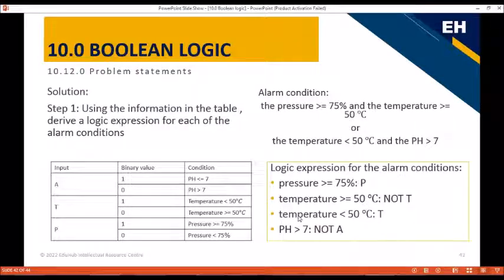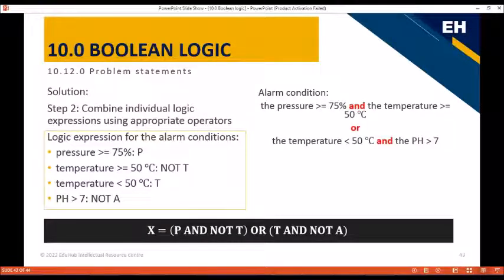The third condition, temperature is less than 50 degrees Celsius. Where do we have it? Temperature is less than 50 degrees Celsius. So because the binary value of T is 1, then we have T here. pH is greater than 7. Where do we have pH greater than 7? pH is greater than 7, then A is not A because the binary value is 0. So we have not A. Alright.